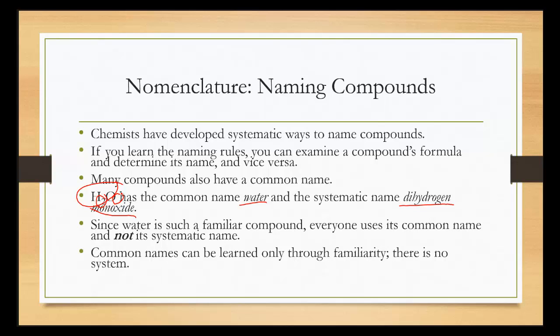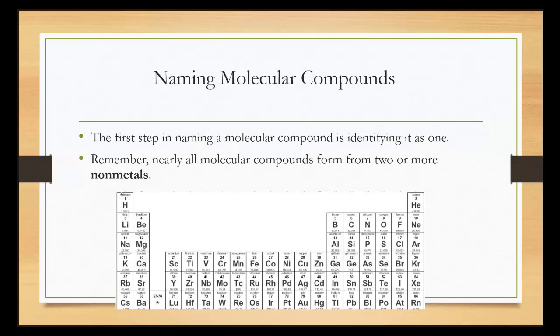Since water is such a familiar compound, however, everyone uses the common name and not a systematic name. Common names can be learned only through familiarity. In other words, you have to memorize it. There is no system. The first step in naming a molecular compound is to identify that you have one.